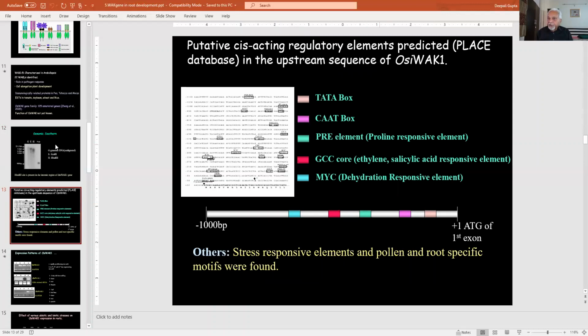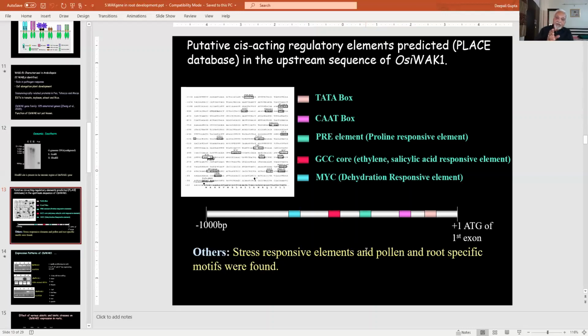Now, after knowing that it is part of the genome, we did some promoter analysis of the 5' upstream sequences, which showed a characteristic TATA box, CAAT box, and then PREs, or proline responsive elements. I talked about this element earlier in my previous lecture. In addition to this, it had ethylene and salicylic acid responsive elements and also dehydration responsive elements. In addition to stress responsive elements, it also had pollen and root specific motifs. This is very important, and we will talk about it later.